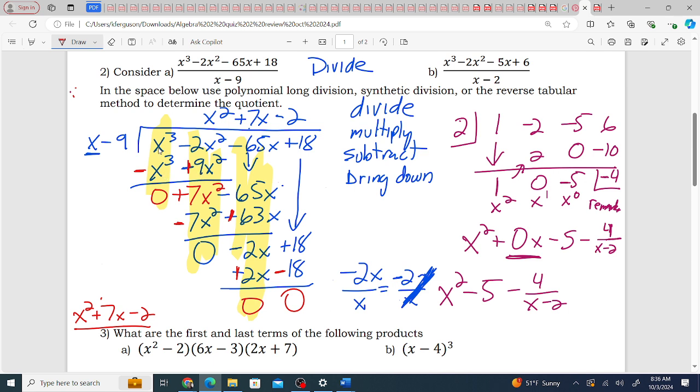But if you notice, long division and synthetic division, they had the same numbers. I had 1 right here. I end up getting 7 right here. I end up getting negative 2 right there. You know, because I had negative 65 and positive 63. I had negative 2 and positive 9, right? I had a positive 18 and a negative 18. Yes, no? Talking to myself? Okay. So next.